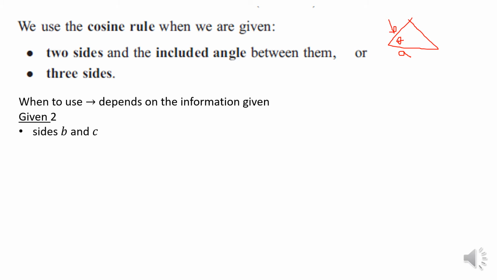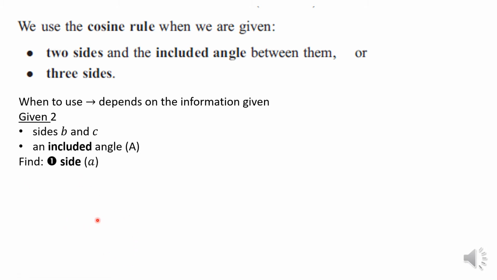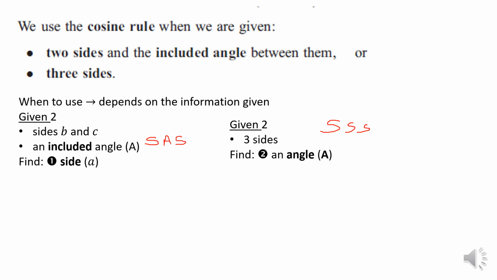So again, to summarize, when you are given two sides and an included angle, that means you can find a side. Second scenario, when you're given three sides, that means you can find an angle. We used to remember them at school as side, side, side, and that was very helpful. Perhaps you can use the same. This is side, side, side, and this one here, we used to remember as side, angle, side. Then we know exactly that the cosine is the one that we're going to use.